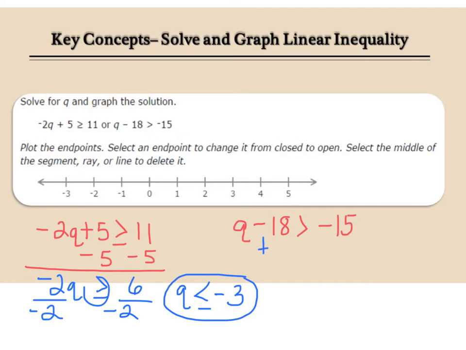I'm going to add 18 on this one. So I get q is greater than 3. I don't need to flip the symbol of inequality. And now I'm going to graph it up on the line. q is less than or equal to negative 3, so it's filled in. And q is greater than 3, so it's an open circle with the arrow out this way.